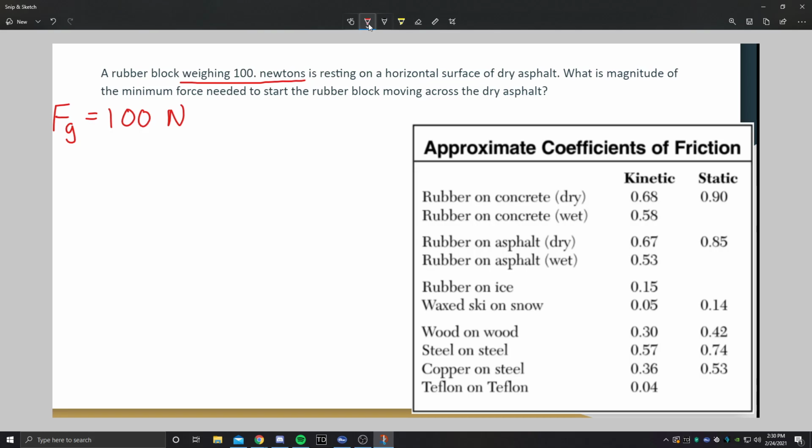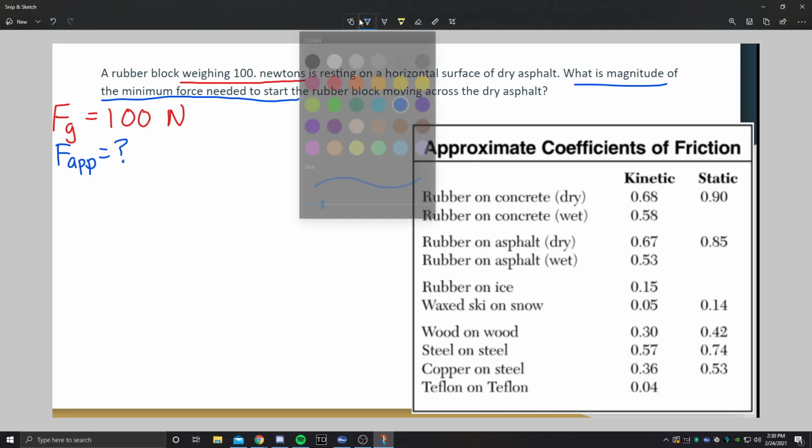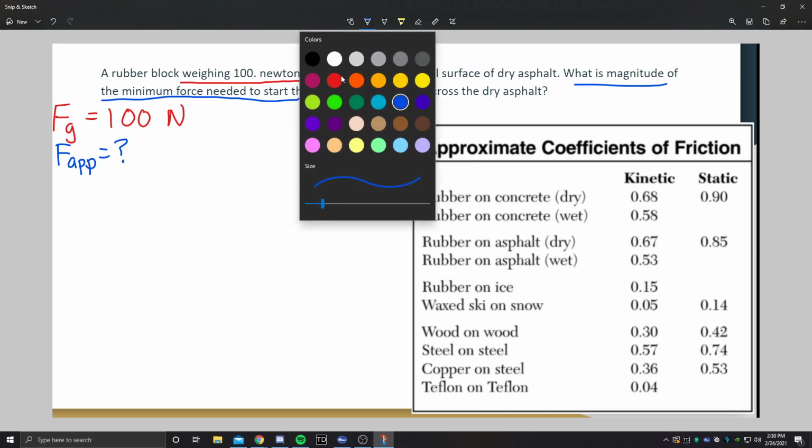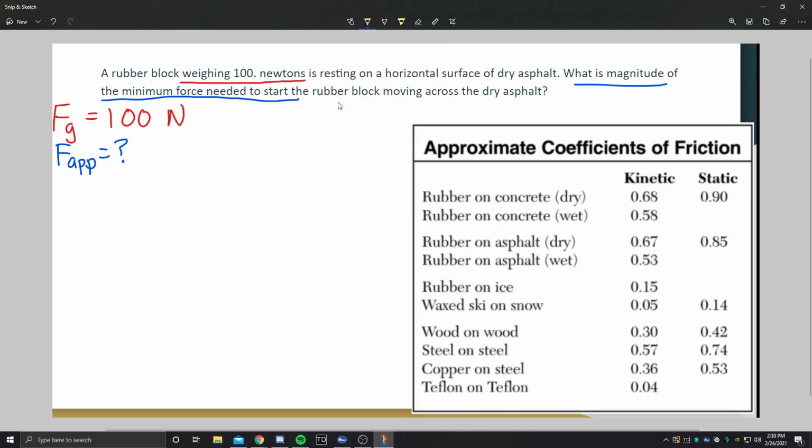And so the magnitude of the minimum force, right? That's what you're trying to find out. What is the magnitude of the minimum force needed to start the rubber block to move? So you need to know what your applied force is, right? What is the applied force necessary to move this block? And you're given a piece of information here, right? The rubber on dry asphalt is over here on your coefficients of friction table.